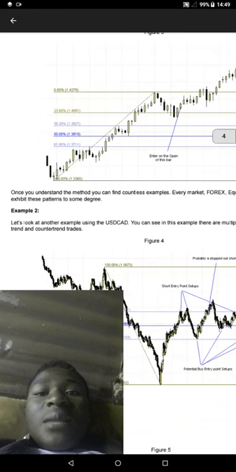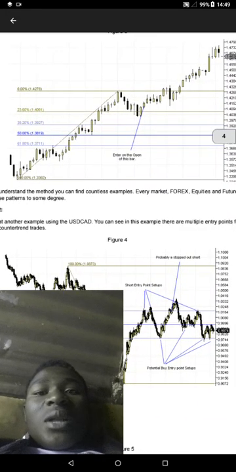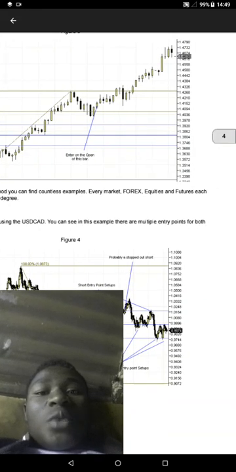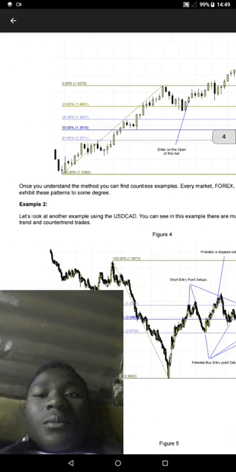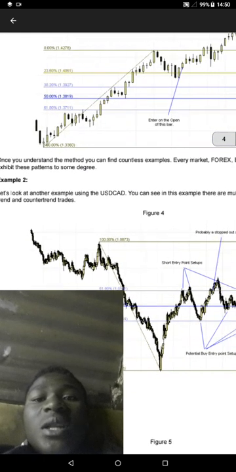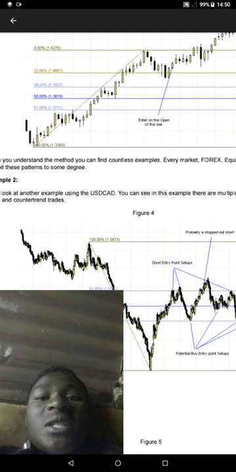Once you understand the method, you can find countless examples. Every market, forex, equities, and futures each exhibit these patterns to some degree. Example 2, guys. Let's take a look at another example using the USD CAD.